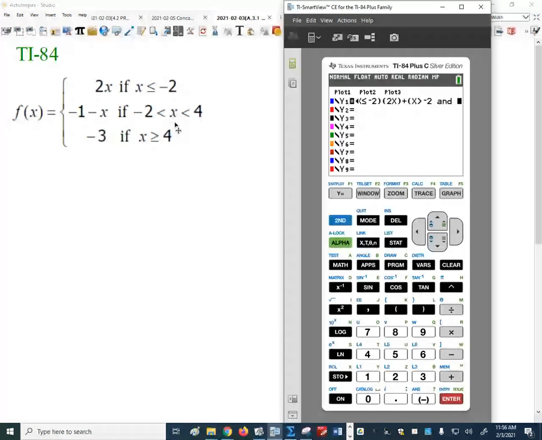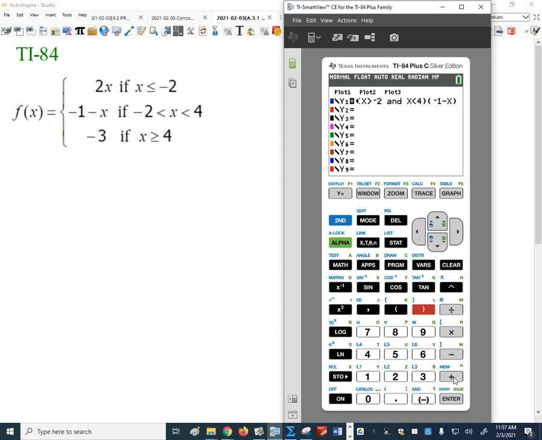And the other part of that compound inequality is x is less than 4. So I'd go x is less than 4 and close the parentheses. Now I need to put in the function there, right? I put in the domain. So now in parentheses, I would just put -1 minus x in parentheses.